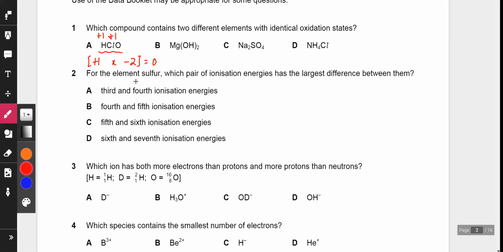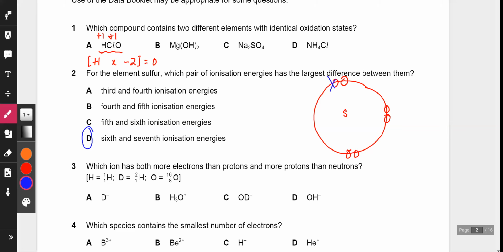As the next one, for the element sulfur, which pair of ionization energies has the largest difference between them? Now, sulfur is in group 6. So sulfur has 6 electrons in its outer shell. So that's 1, 2, 3, 4, 5, and 6. So where would the jump occur? D, 6 and 7. It's going to be D.